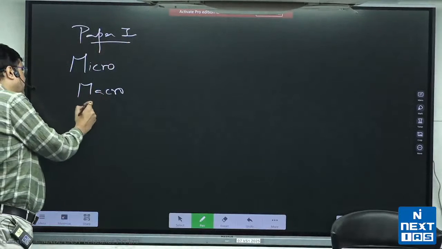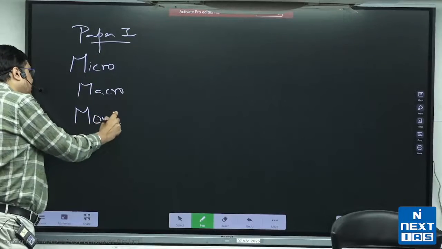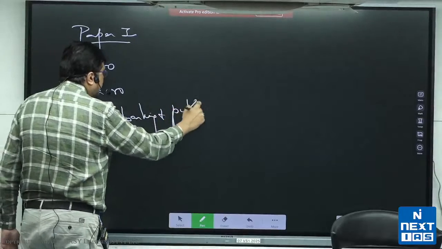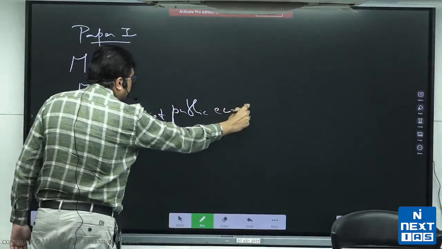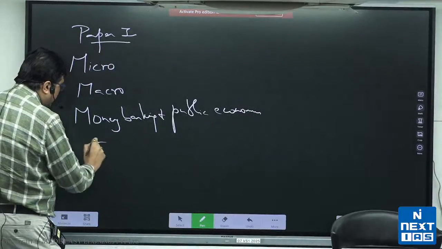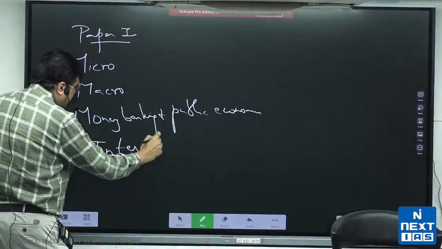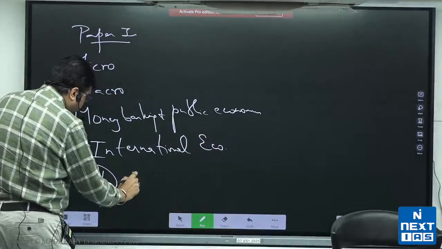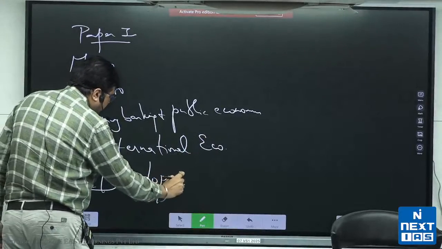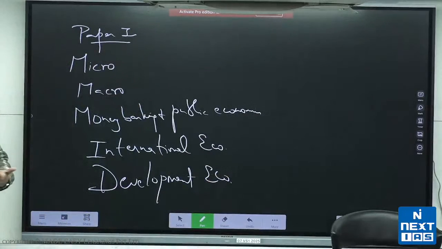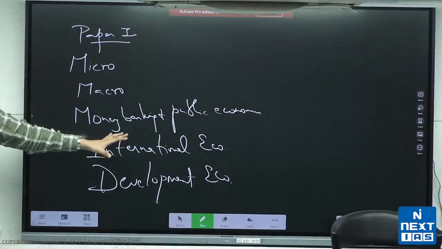So micro, macro, then money banking and public economics, they are asked together, and then it is international economics, and then it is development economics. So this is paper 1 for you. And if we look at the last 5 years, 10 years, 12 years papers in UPSC, they ask you 28 questions per year. I'll tell you why 28 questions.